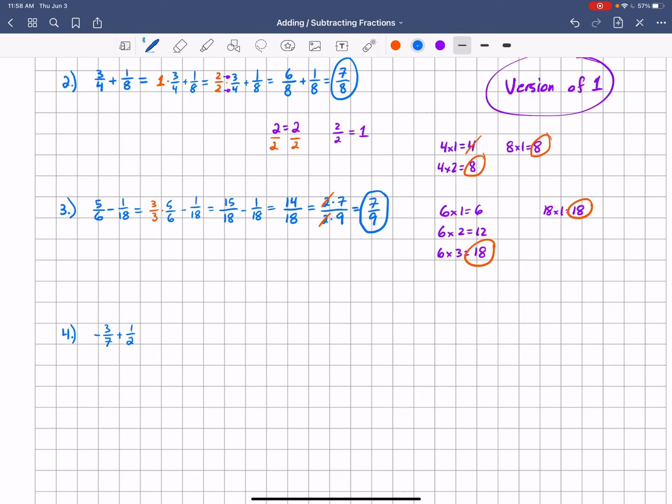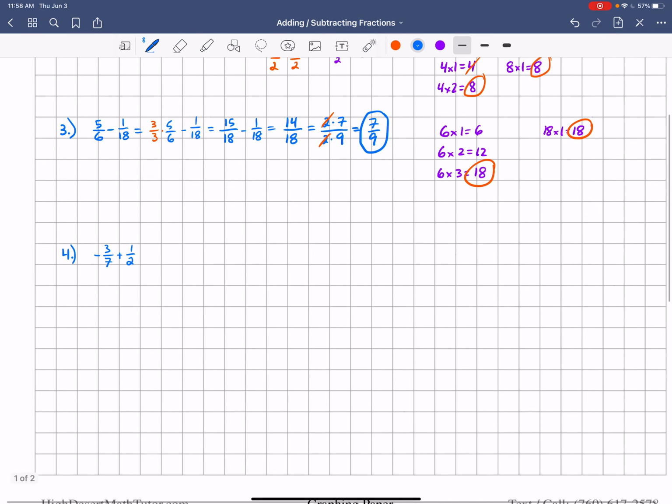Now the last example for today is going to be -3/7 plus 1/2. So as before, we need to find the common denominator. So let's look at the least common multiples of 2 and 7. So 2 times 1 is 2. 7 times 1 is 7. 2 times 2 is 4. 2 times 3 is 6. 2 times 4 is 8.